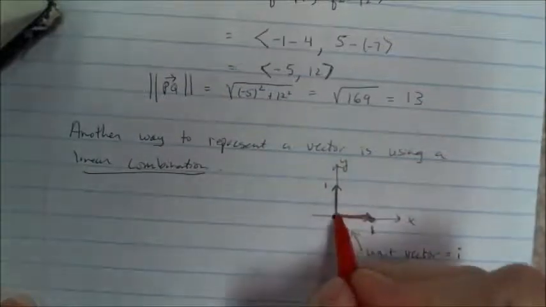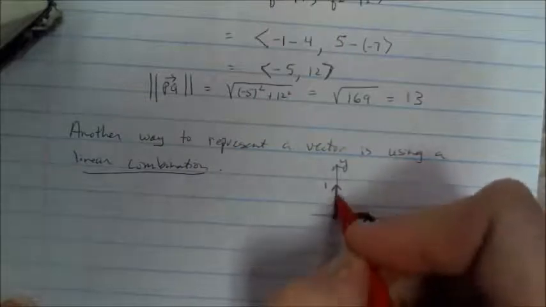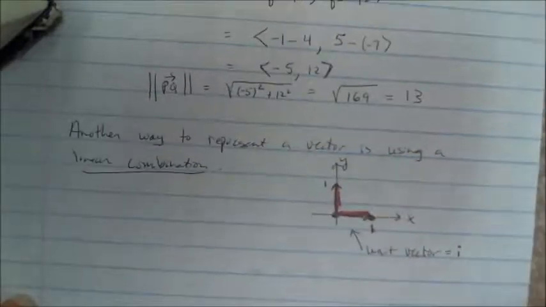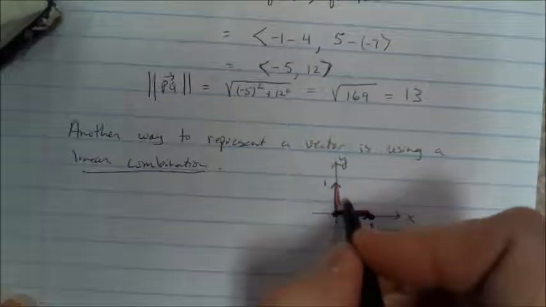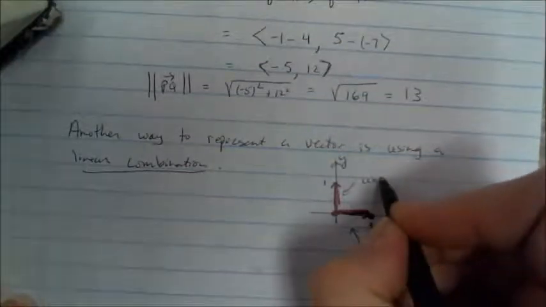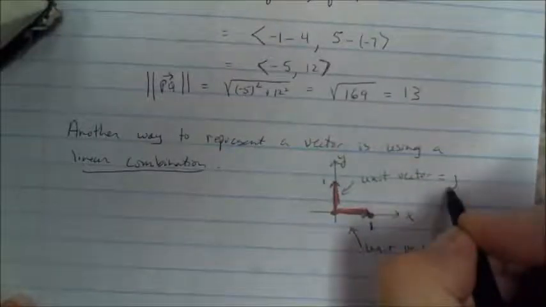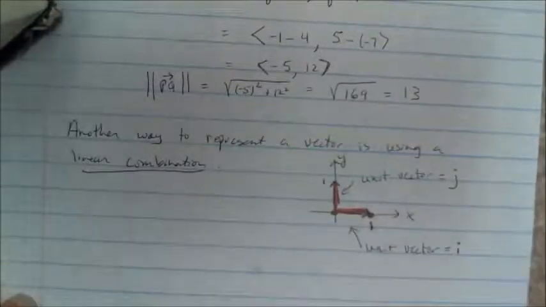Now this unit vector right here, maybe I should draw it in different colors so you can kind of see what it is. This unit vector is i, and this unit vector right here with the terminal point at 0, 1, this is the vertical unit vector. This is called lowercase j.